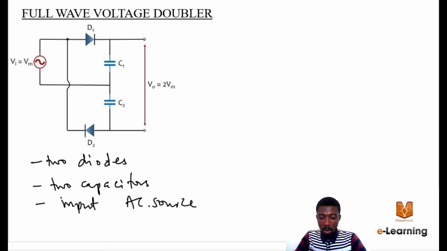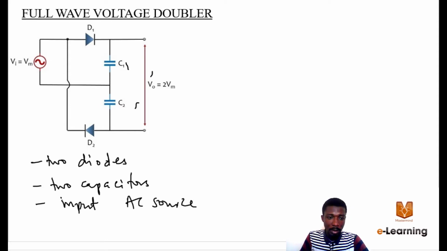It is called a full wave voltage doubler because one of the output capacitors, this or that, is charged during each half cycle of the input voltage.